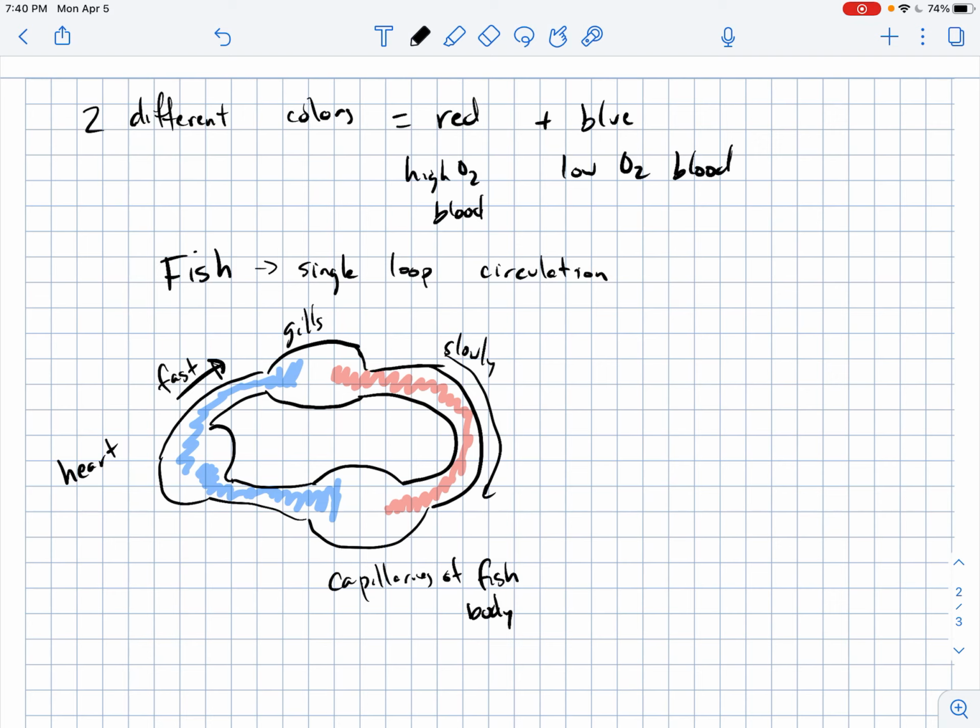Compare that to us, where we would have a pathway that would go from the gills back to the heart and then back to the body. So this is pretty limiting in terms of how much energy the fish can expend because they don't have that much oxygen. Cool. So fish, they have a single loop circulation.